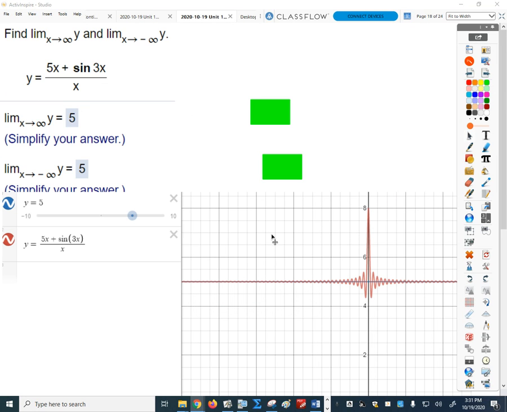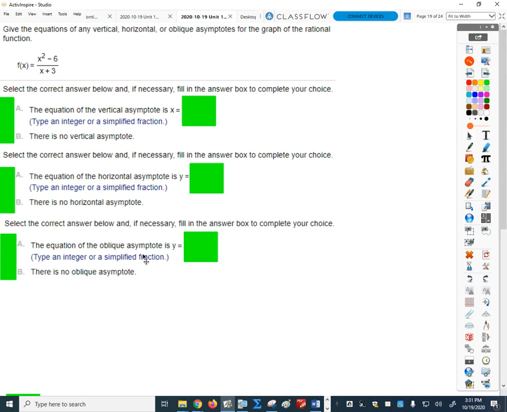There, I got it fixed. So there's my picture. You can see we're approaching 5. Okay, moving on. What about this? Okay, so on this one, they want to know what are the equations of the vertical asymptotes, if there are any, horizontal, if there are any, and oblique asymptotes, if there are any.